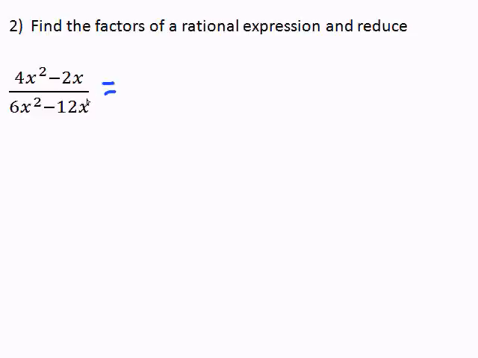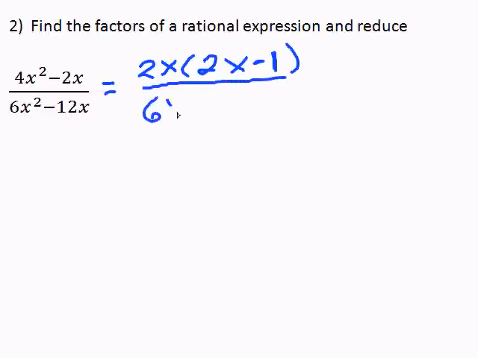Looking at the numerator, you notice they have 2x in common, so we can factor out 2x, leaving us with 2x minus 1. On the bottom, you'll notice they both have 6x in common, so we can factor out 6x, leaving us with 1x minus 2. So then we look inside the parentheses. We cannot reduce 2x minus 1 and x minus 2 because they are not the same.